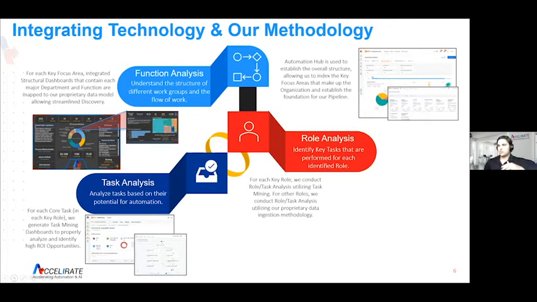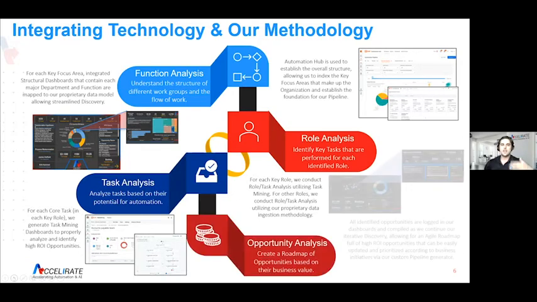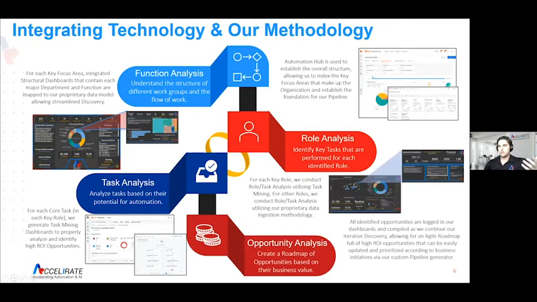So you should see that role and task analysis are very much intertwined, because we're analyzing the roles themselves and the main tasks they're doing. And then for each of those main tasks, we are then going into task analysis. All throughout this time, we are looking and analyzing any opportunities for automation that may come about. And all of those opportunities are logged in our dashboards, as well as in a tool like Automation Hub. So you have a very updated view of what your pipeline looks like.